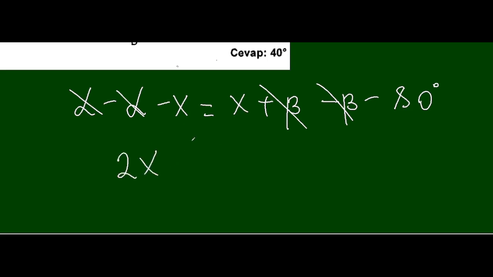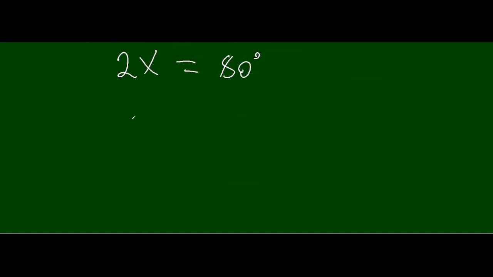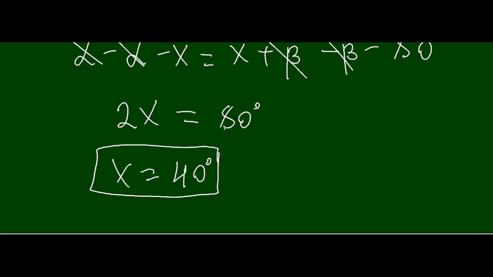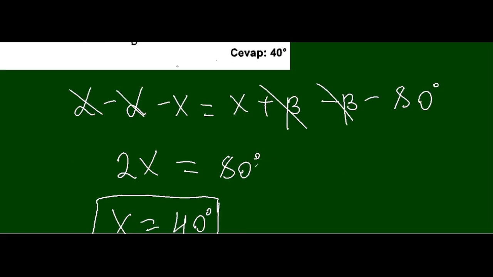2x. If we add x plus 80 degrees to both sides, we'll get 2x will be equal to 80 degrees, and here x is 40 degrees, and I think it's the right answer. Yeah, this is right.